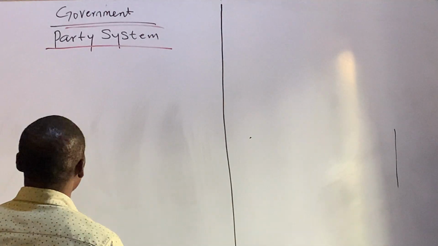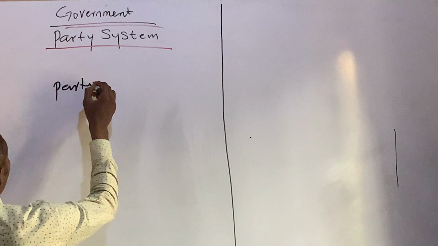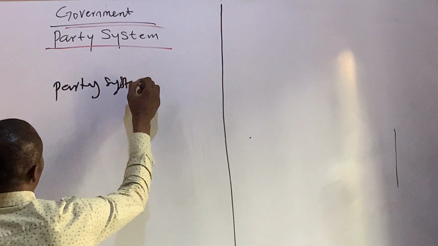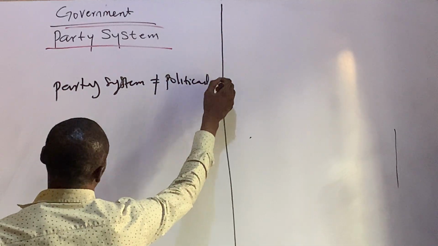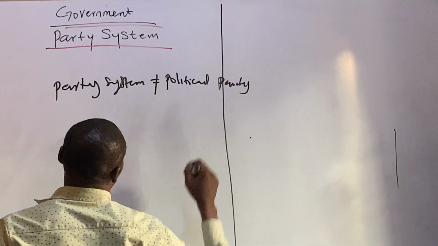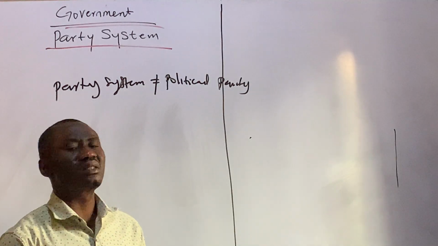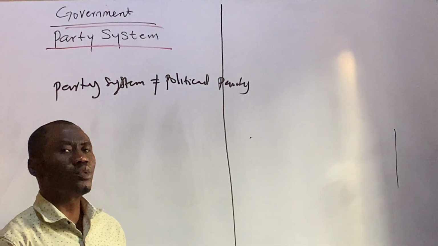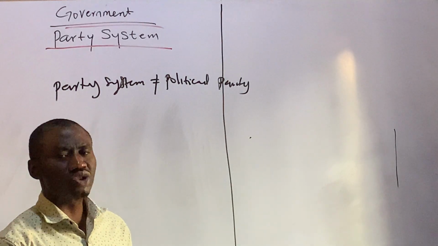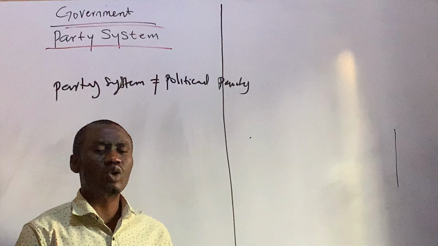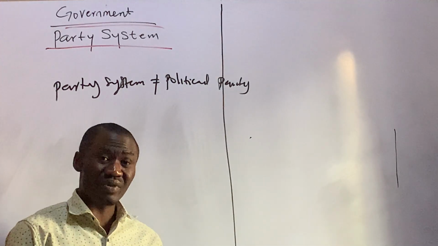A party system is different from political parties. Don't mistake the two. Party system is not political party. I think we should explain this before we move ahead. Party system is simply the structure that is put in place by a democratic country in order to control or regulate how political parties compete for power.